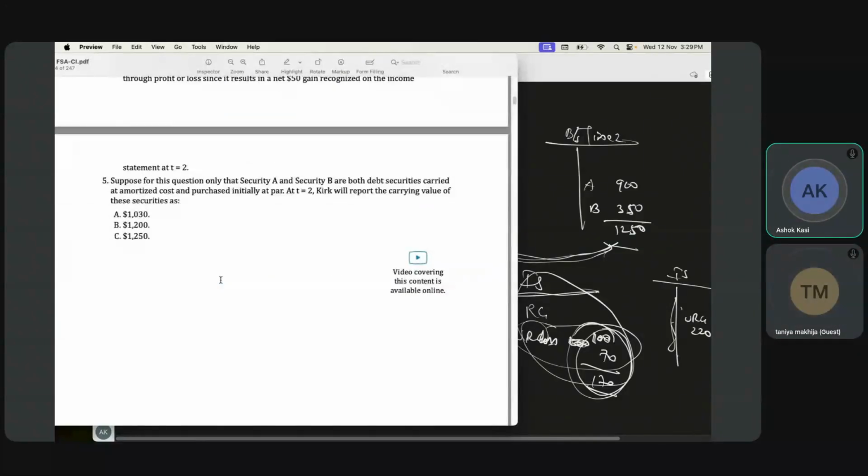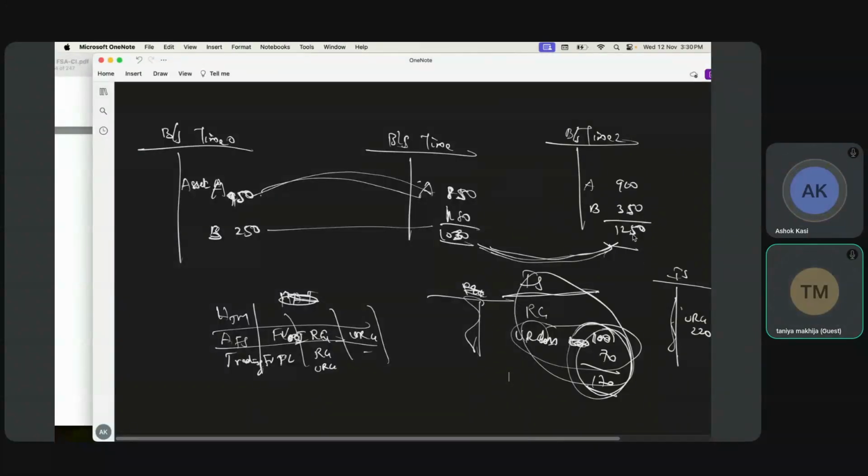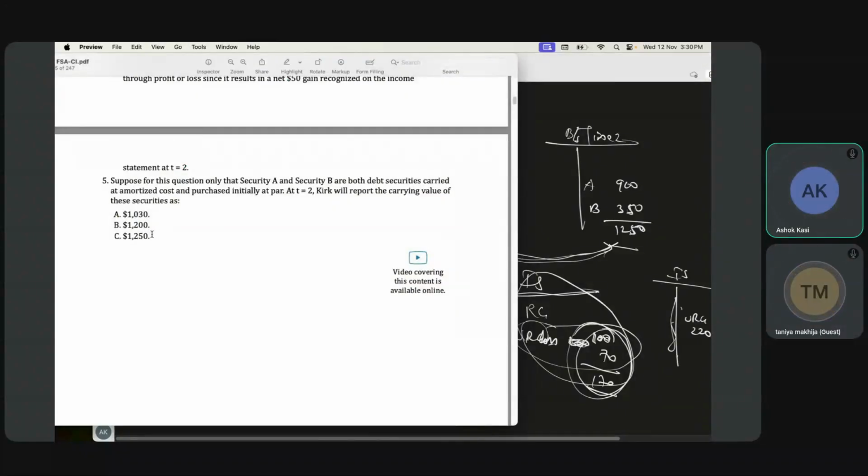Suppose that for this question only, security A and B are both debt securities carried at amortized cost and purchased initially at par. At time 2, it will report the carrying value of the securities at. Okay, carrying value of the security. The carrying value will be, see, they will have fair value only. So this is the fair value, 1250. So 1250 is the carrying value. So B is the answer. B. Yeah. 1250.